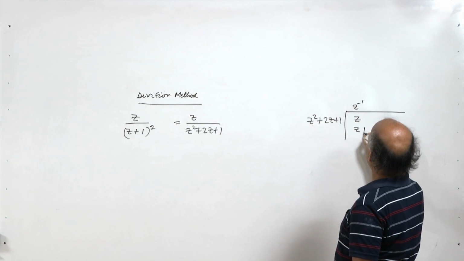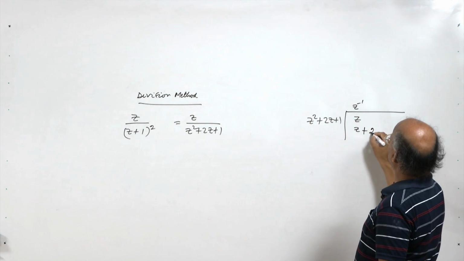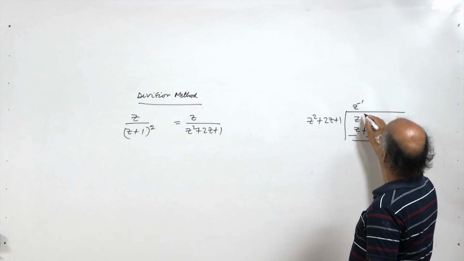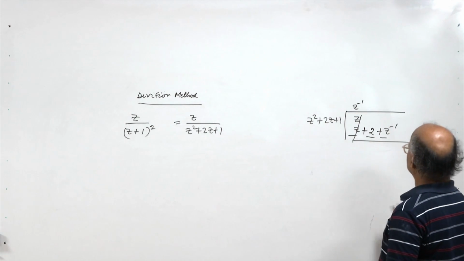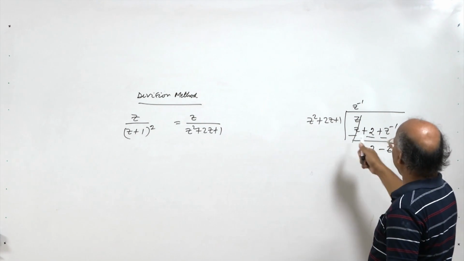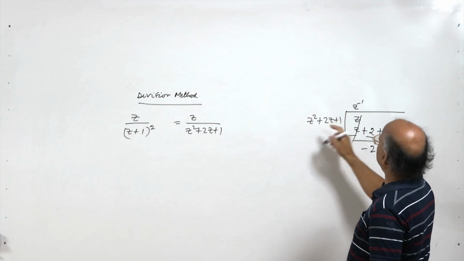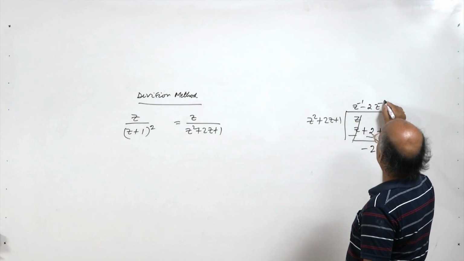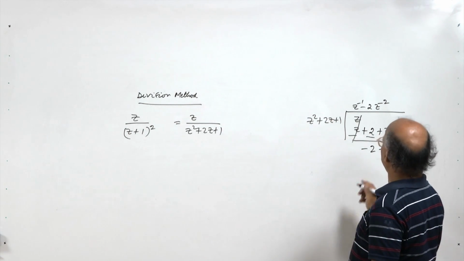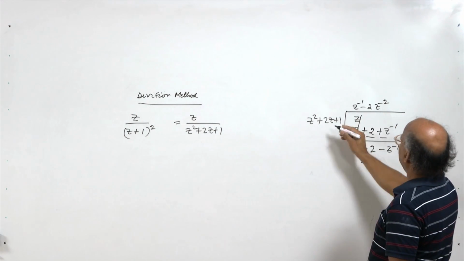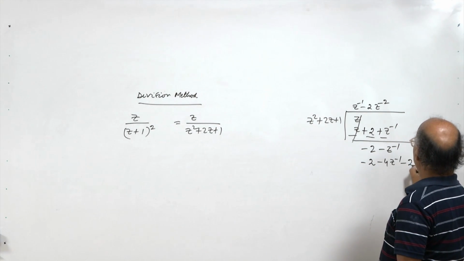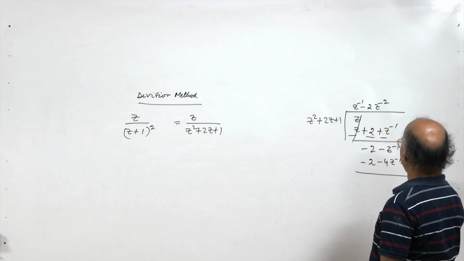So, we get z plus 2 plus z to the power minus 1, and when we subtract the sign changes. So, minus 2 minus z to the power minus 1. Now, our aim will be to eliminate minus 2. So, we write here minus 2 times z to the power minus 2. When you multiply minus 2 times z to the power minus 2 to z square, you get minus 2, and then we get minus 4 z to the power minus 1, and then minus 2 times z to the power minus 2. Again we subtract.